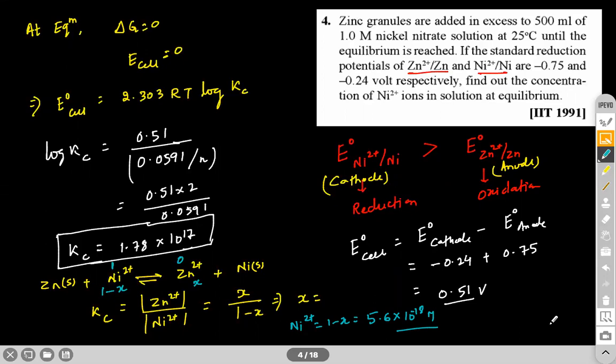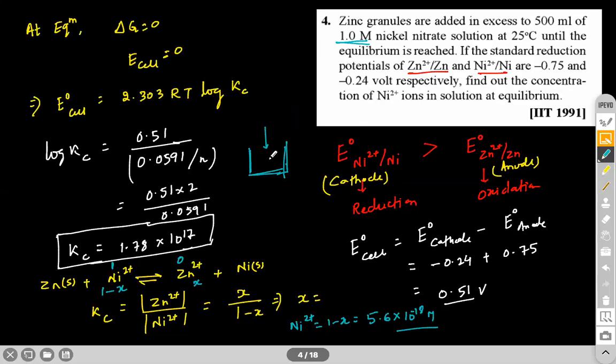We try to understand here. If you substitute Kc is equal to Zn2+ by Ni2+, this Ni2+, we cannot take as 1 molar here. Why can we not take 1 molar? Because the condition is this: we have nickel nitrate solution, and in this we are mixing zinc granules into this, right? So when there is only nickel nitrate, then the concentration is 1 molar.